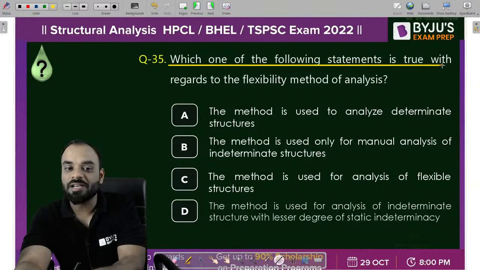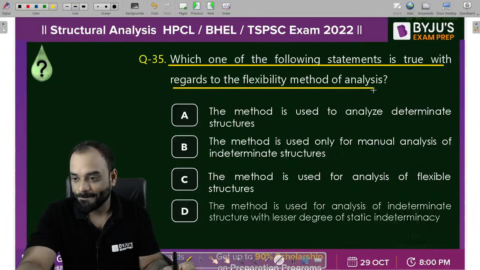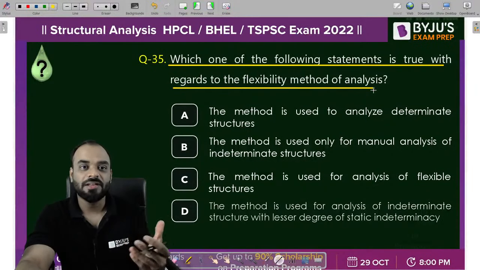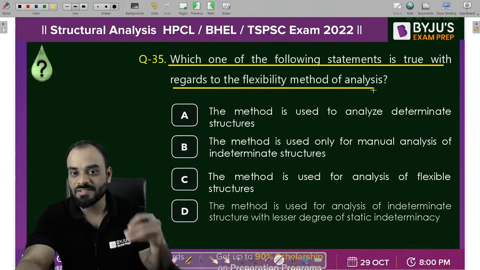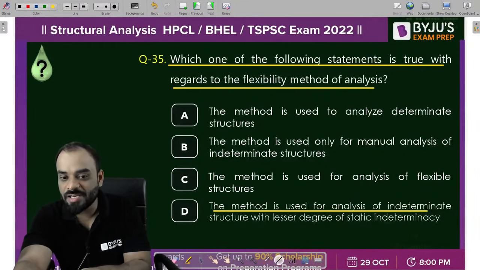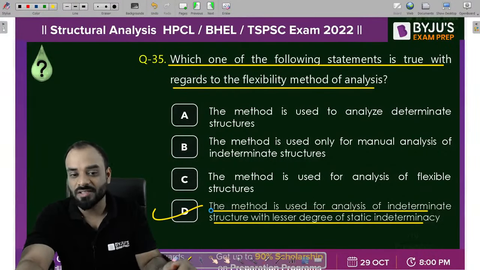Next question. Which one of the following statements is true with regard to the flexibility method of analysis? Very, very easy question, but you need to read it very carefully. When do you use the flexibility matrix method? When you have a lesser value of Ds, right? That means this method is useful when the indeterminate structure we have to solve has a lesser degree of static indeterminacy. That's why D is the correct answer.